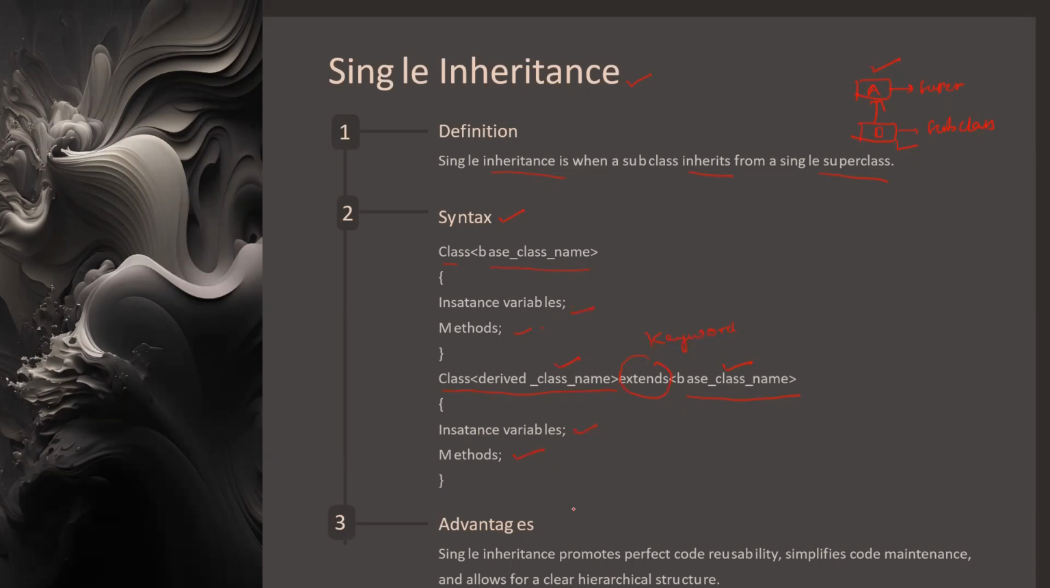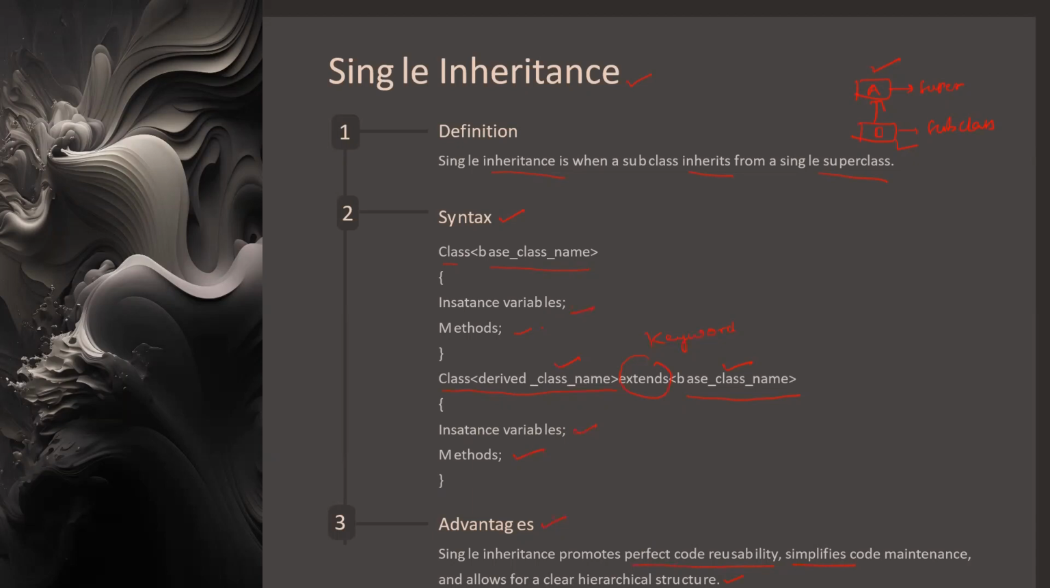What are the advantages of single inheritance? It creates a perfect code reusability, it is going to simplify the code maintenance, and it also allows for a clear hierarchical structure of different classes. This is all you're going to learn with single inheritance.